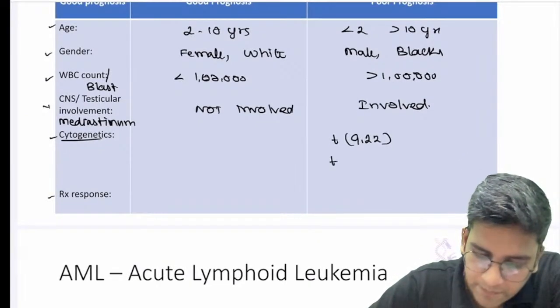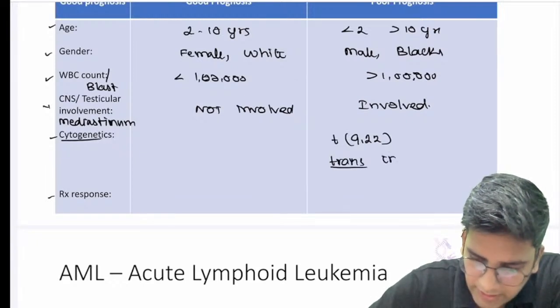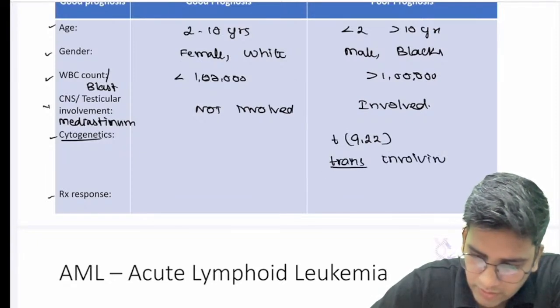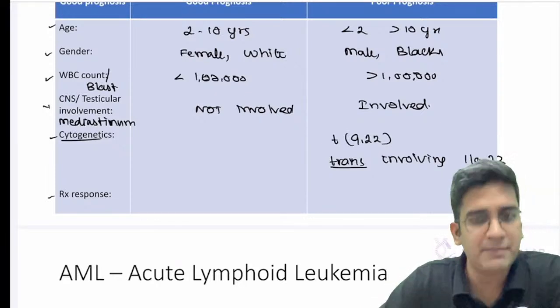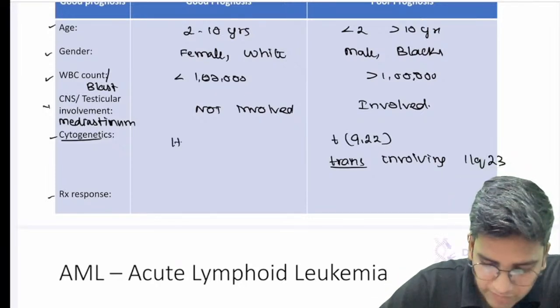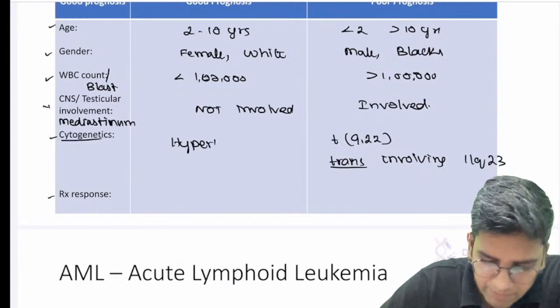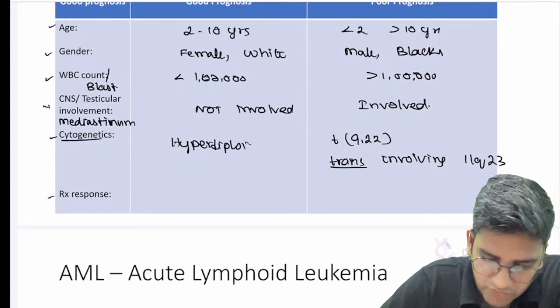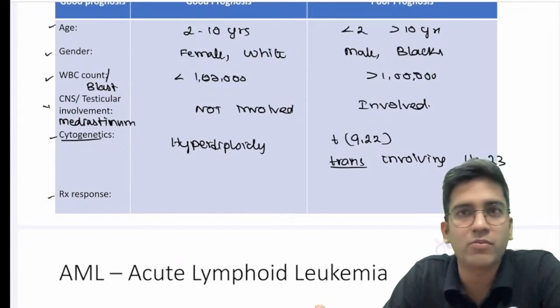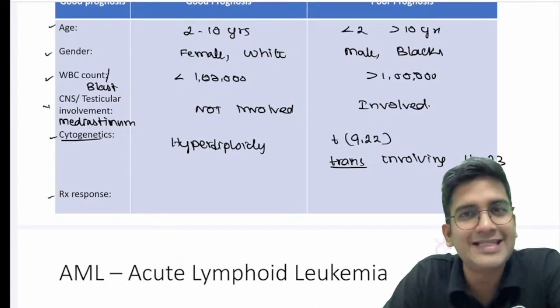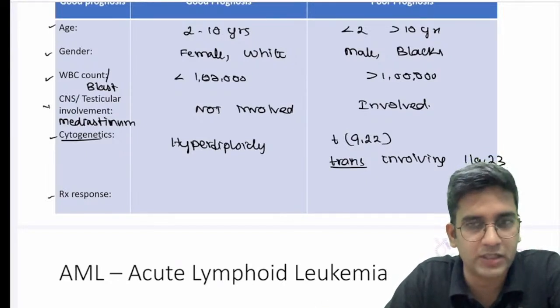Any translocations involving 11q23, again a bad prognostic marker. And this can be generalized everywhere. If you have hyperdiploidy, it's kind of a good prognostic marker, because in hyperdiploidy it's a very labile cell. It can easily die with chemotherapy, so it's a good prognostic marker.